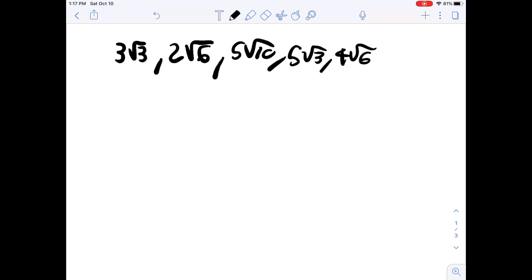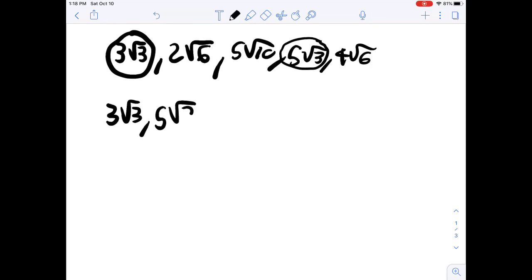You simply have to see which of these mixed radicals has the same radicand. So 3 times the square root of 3 and 5 times the square root of 3 have the same radicand for the radical part, and that's 3. So 3 times the square root of 3 and 5 times the square root of 3 are like radicals.